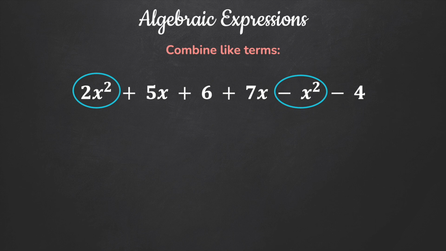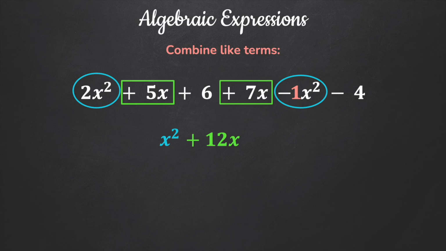And remember, if there's no visible coefficient before the variable, then the coefficient is either 1 or negative 1, depending on whether it's positive or negative. And in this case, it's negative, so our coefficient is negative 1. So 2x squared minus 1x squared is equal to 1x squared, or we could just say x squared. Then we have 5x, and our like term to 5x is 7x. So 5x plus 7x, because they're both positive, is equal to 12x.